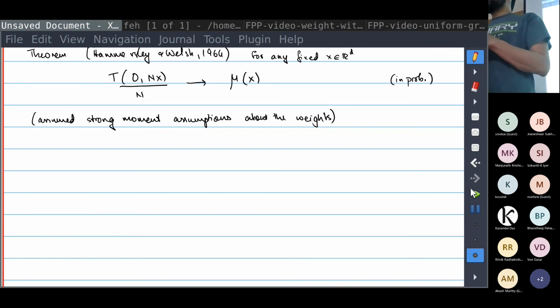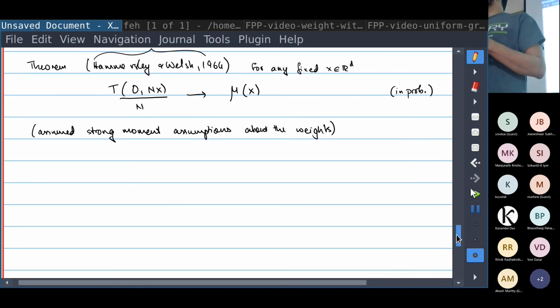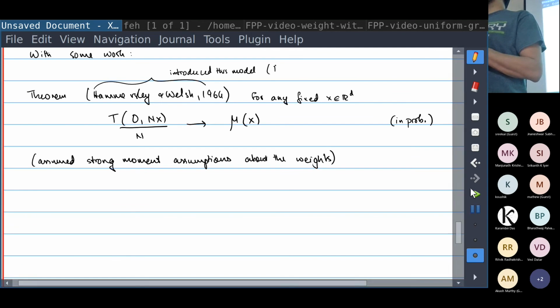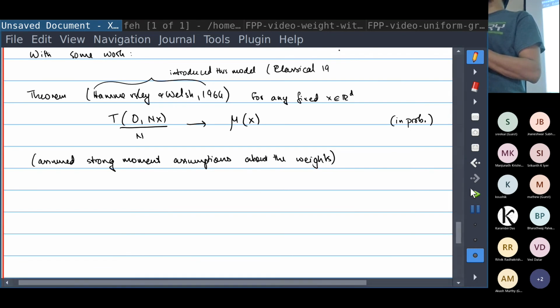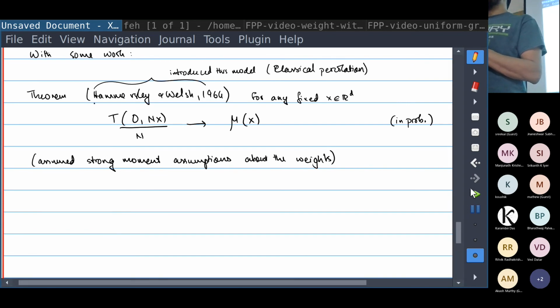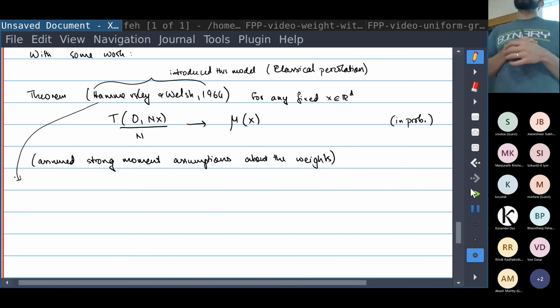Okay. So Hammersley and Welsh introduced this model in 1964, and they also introduced classical percolation, the standard model, I think a few years earlier, maybe in the 50s, but I won't state when. And Hammersley was an interesting character. He actually doesn't have a PhD, so he was later awarded an honorary PhD from Cambridge for his work in percolation theory.